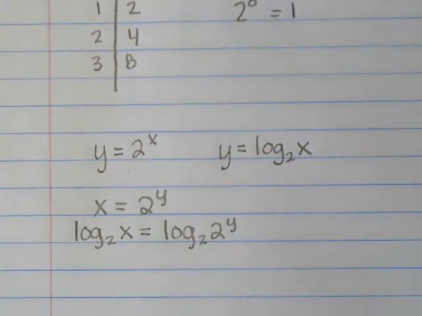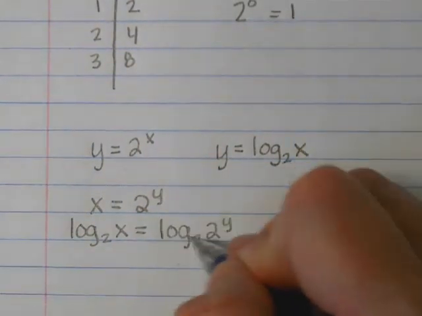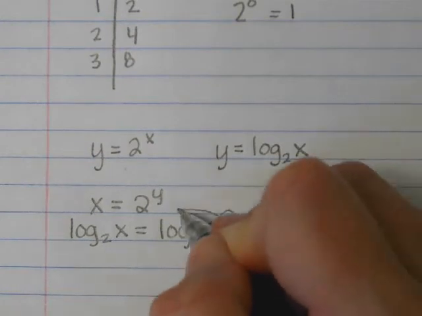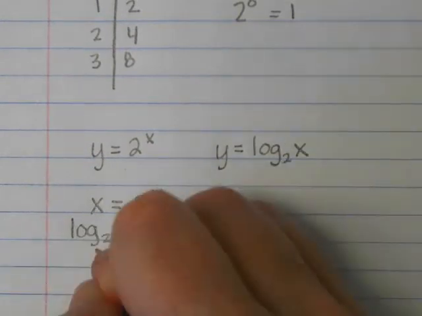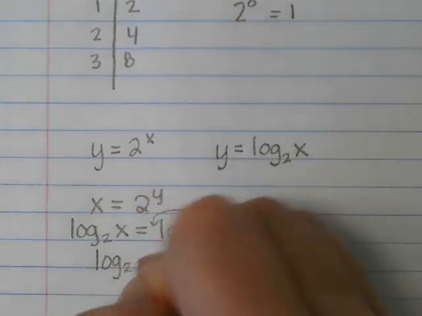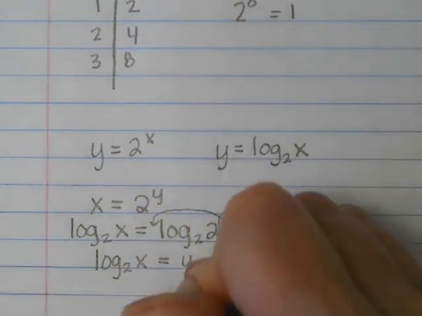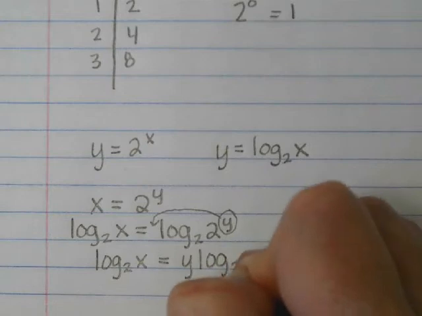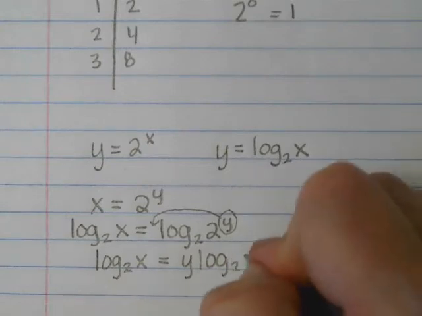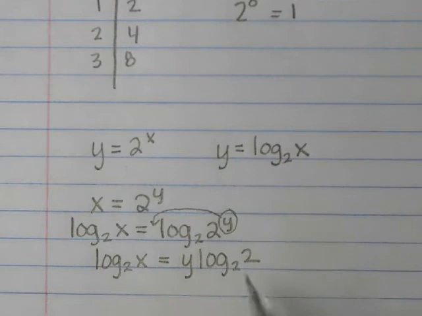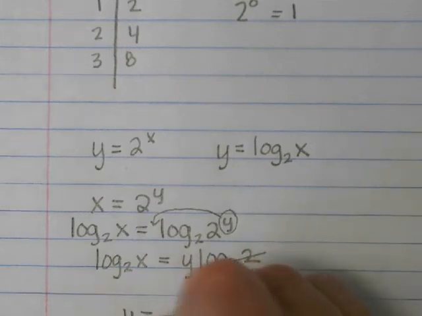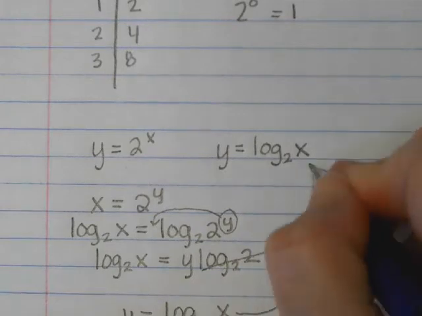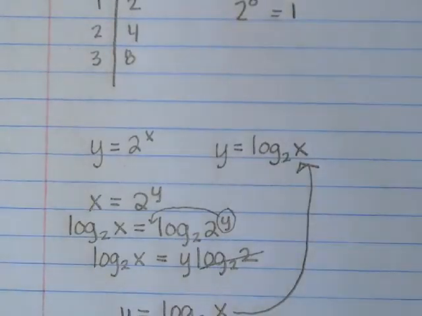Now, another property of log says that if you put a log and there's an exponent, this moves right to the front. So I can go log base 2 of x equals y times log base 2 of 2. These are inverses of each other. And again, if you forgot that, don't worry about it right now. For right now, I want you just to trust me that these guys are inverses of each other.